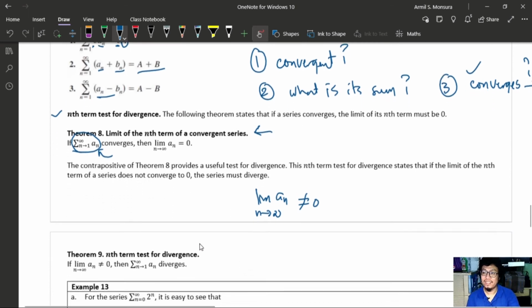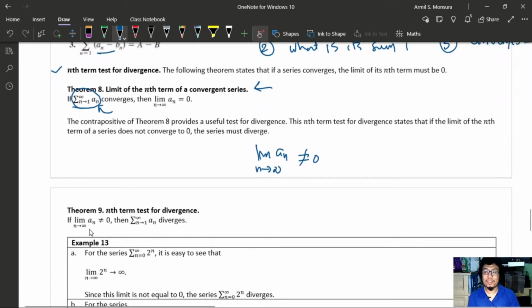That's theorem 9. If the limit of the nth term of your series is not 0 as n approaches infinity, then the given series is divergent. Again, if the series is convergent, then the limit of the nth term as n approaches infinity is 0. That's theorem 8.